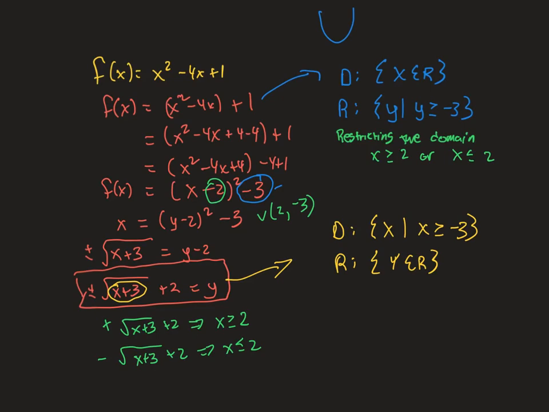So, in this case here, if you're restricting the domain, you want to go with x is less than 2, or the other one, and then reevaluate your domain.